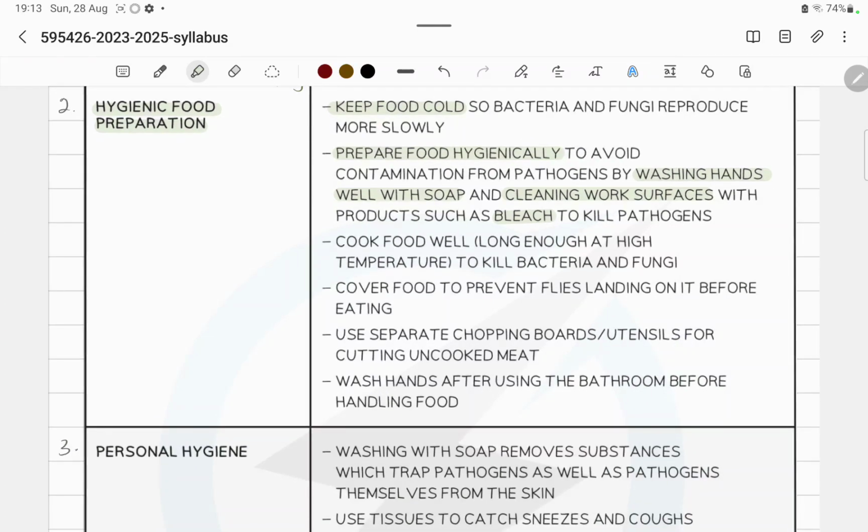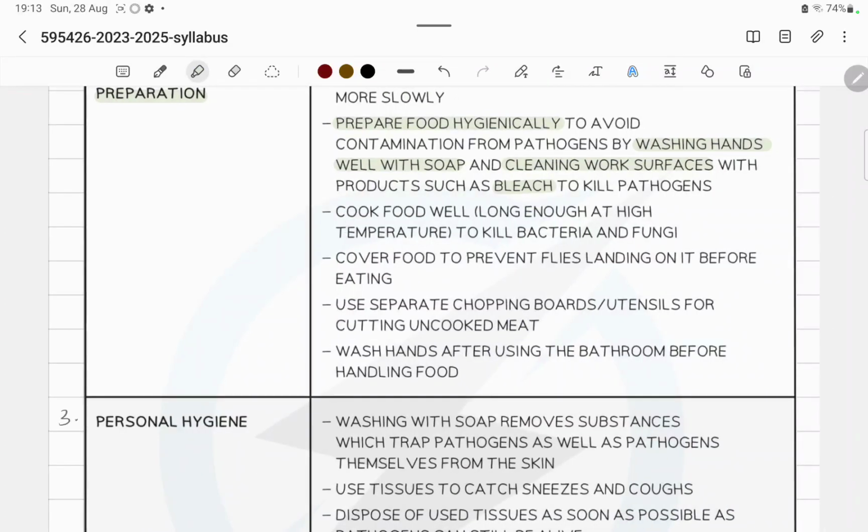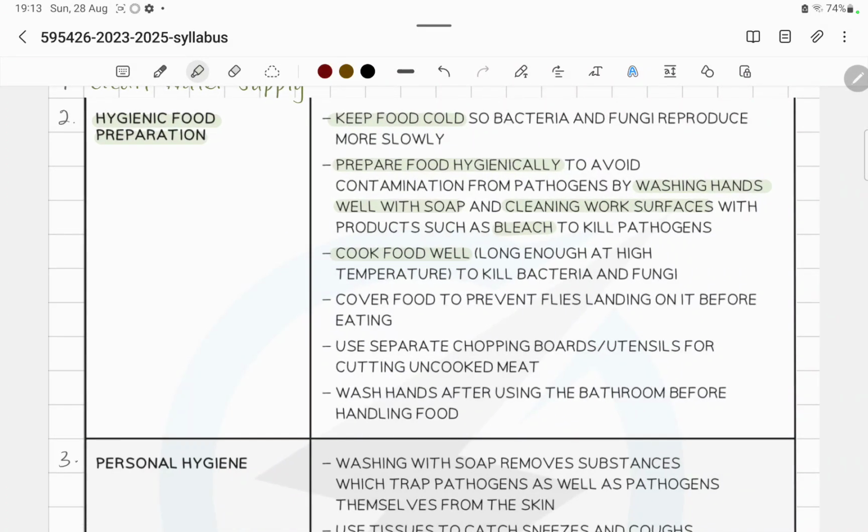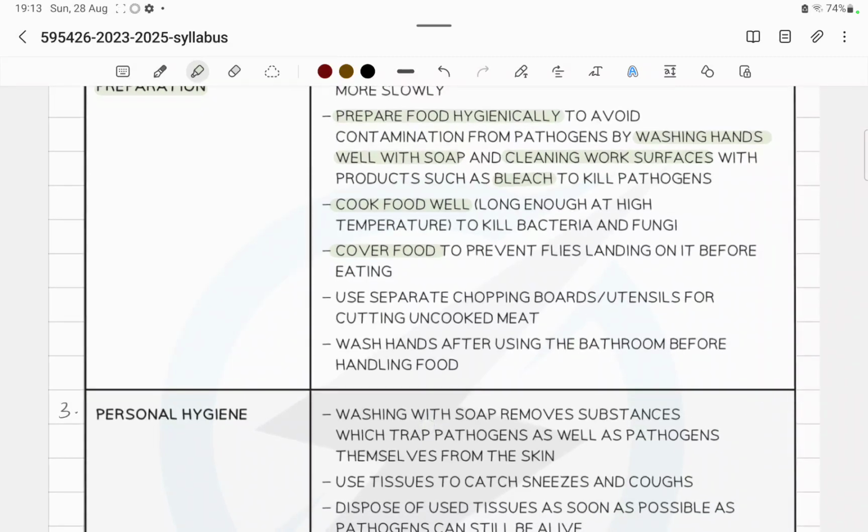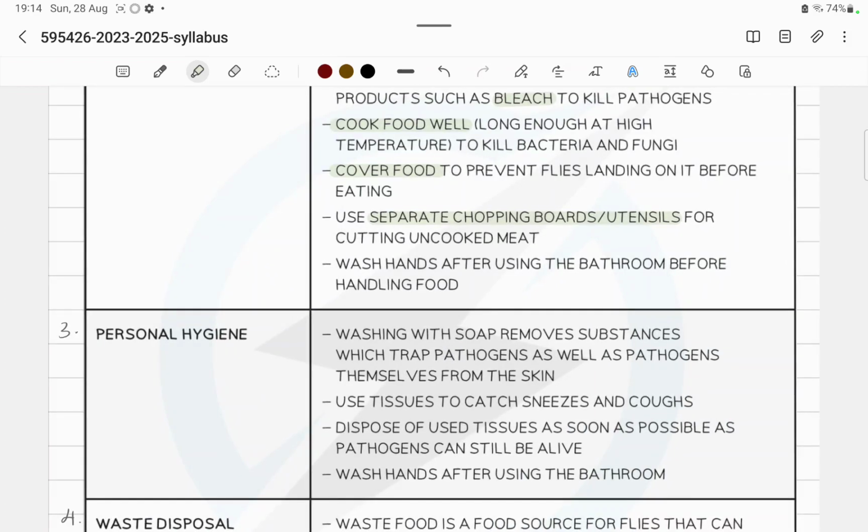After that, cook food well. Cook it long enough at high temperature so that any pathogens alive there will be killed. After that, cover the food to prevent flies from landing on it before eating. Use separate chopping boards or utensils, especially to cut uncooked meat. And wash hands after using the bathroom and before handling food.